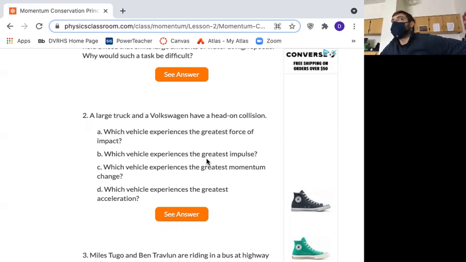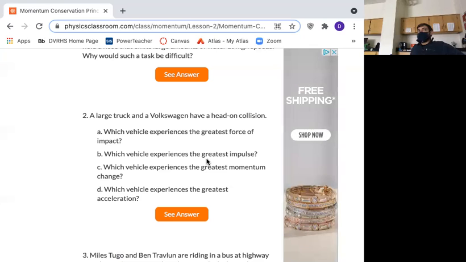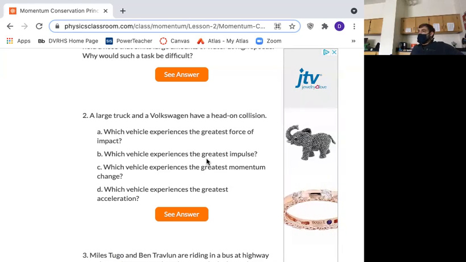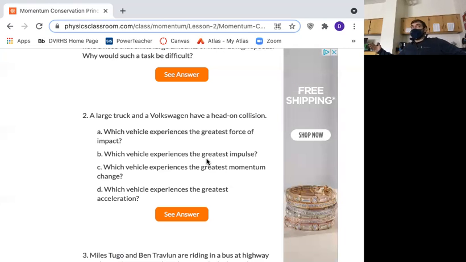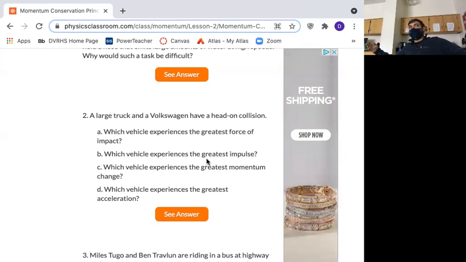What about the resulting acceleration? Which vehicle experiences the greatest resulting acceleration? Think about what they say here about acceleration. If F equals ma, Newton's second law, then a equals F over m. So acceleration is directly proportional to force and inversely proportional to mass.